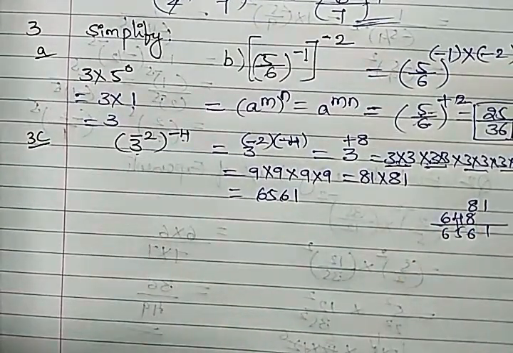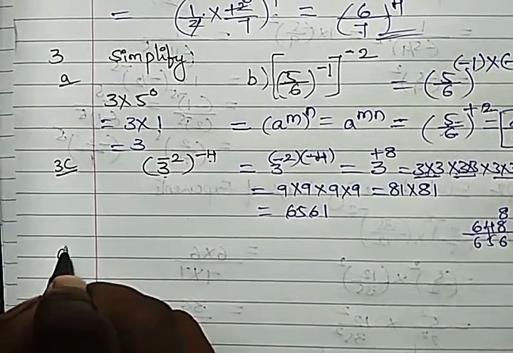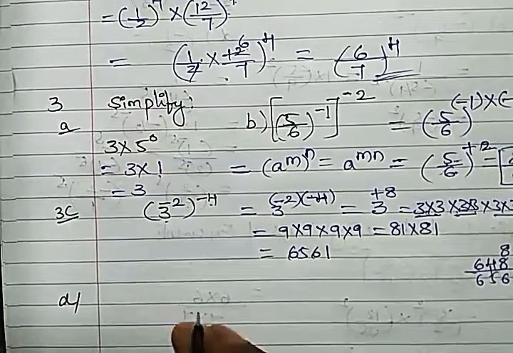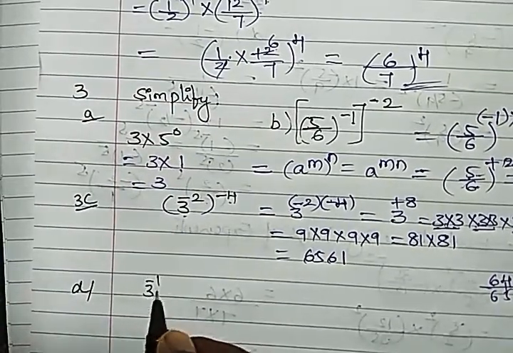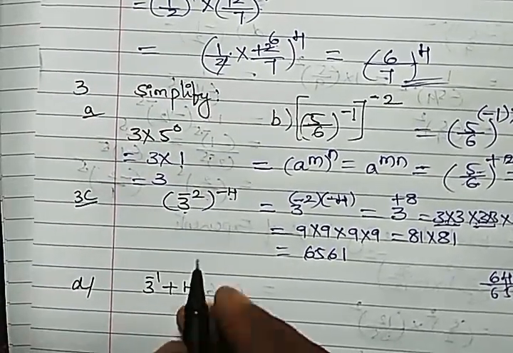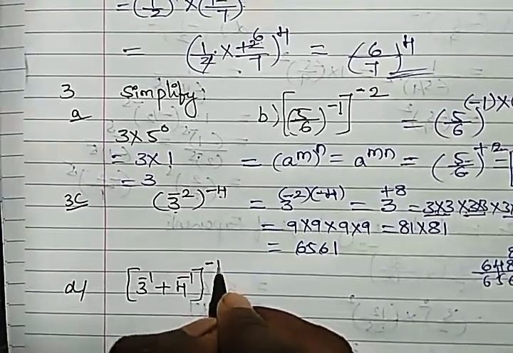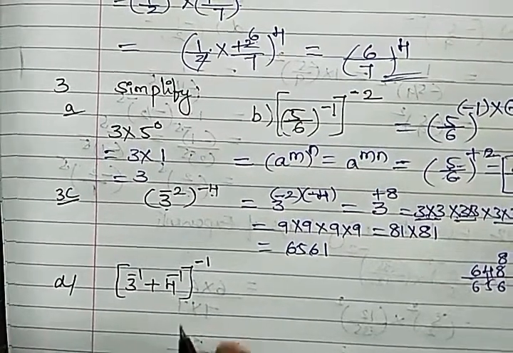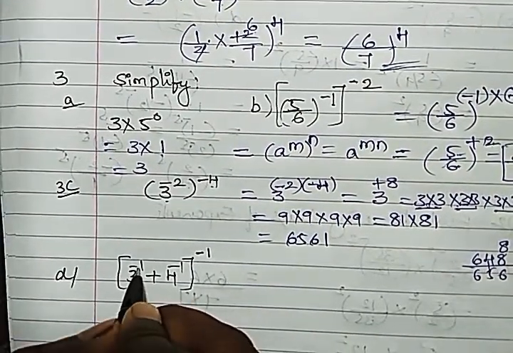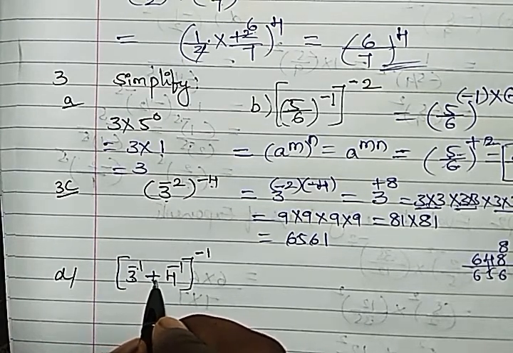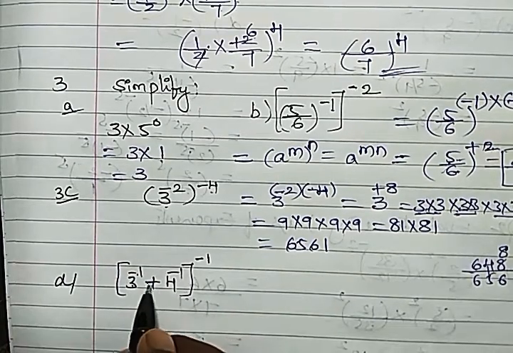That's question number 3C. And the last one from 3 is D. 3D is 3 power minus 1 plus 4 power minus 1 whole power minus 1. This is where we make mistakes. Here we have 3 power minus 1, and this is not multiplication or division either. So we cannot directly apply this law of exponents. There is no law of exponents for plus and minus. So here don't get confused.